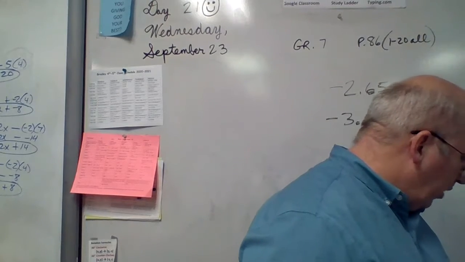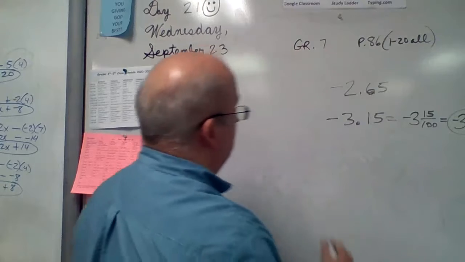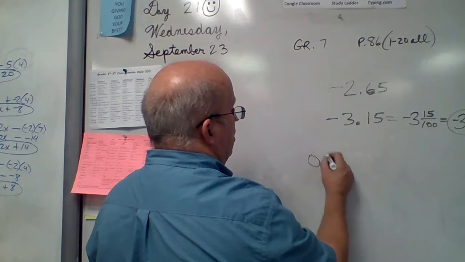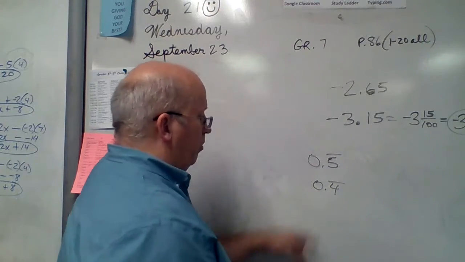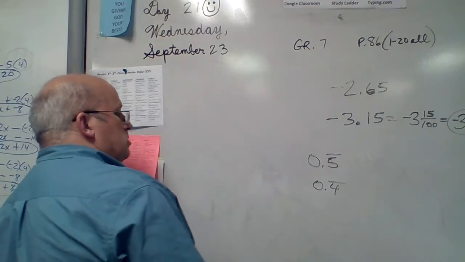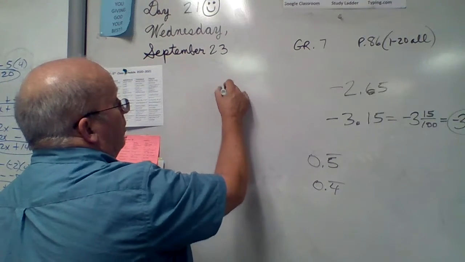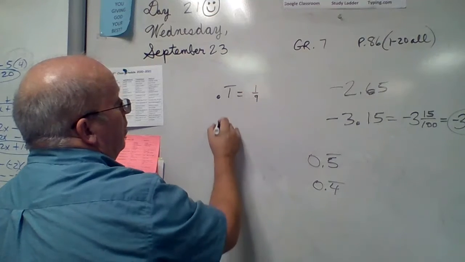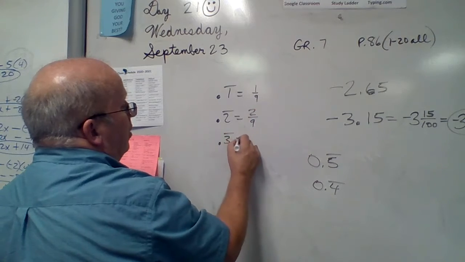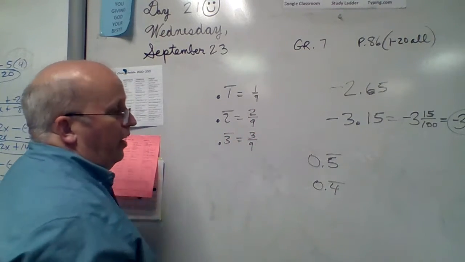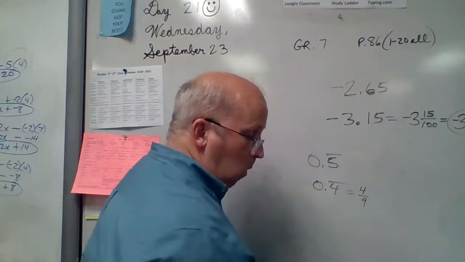How about number 6? Write 0.5 repeating as a fraction in simplest form. I'm not going to do that one, but I'll do one similar. What if the problem was this one right here? Well, I talked about this. Remember, I told you that this equals 1/9, and that this equals 2/9, and that this equals 3/9. If that's the case, then this has to equal 4/9.